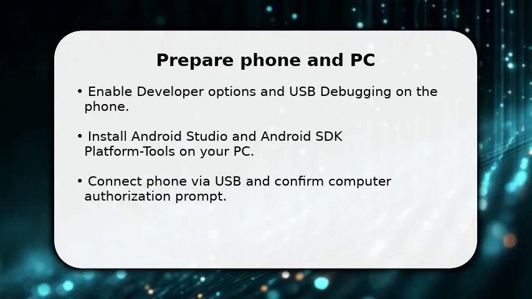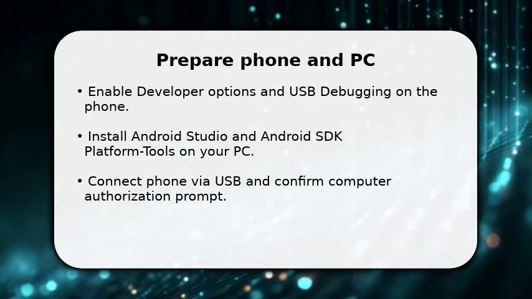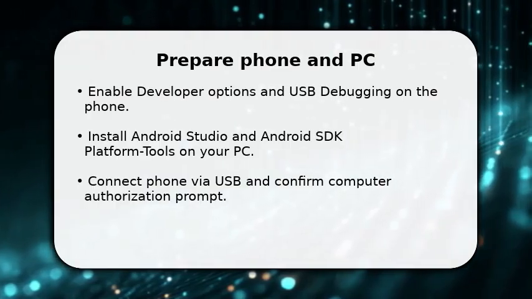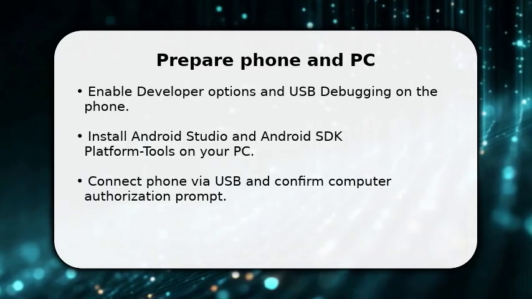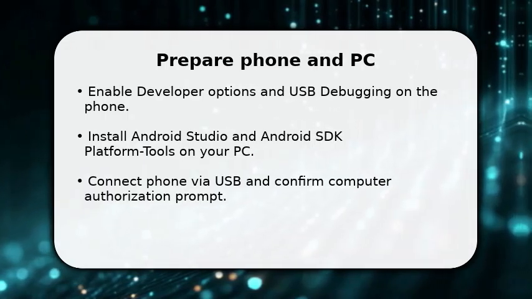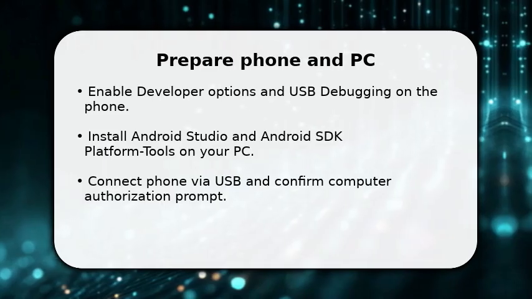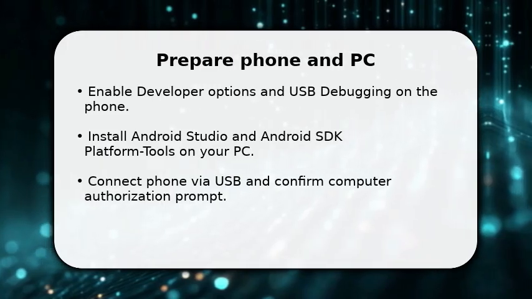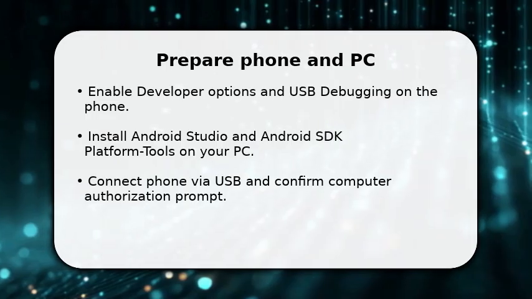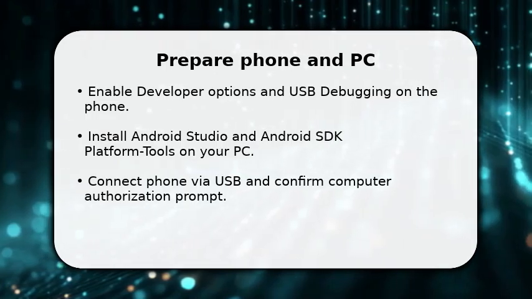You begin by preparing both devices so they can communicate. First, enable developer options and turn on USB debugging on the phone. This allows ADB access. Next, make sure Android Studio is installed and that platform tools ADB are present. You need the command line utility.